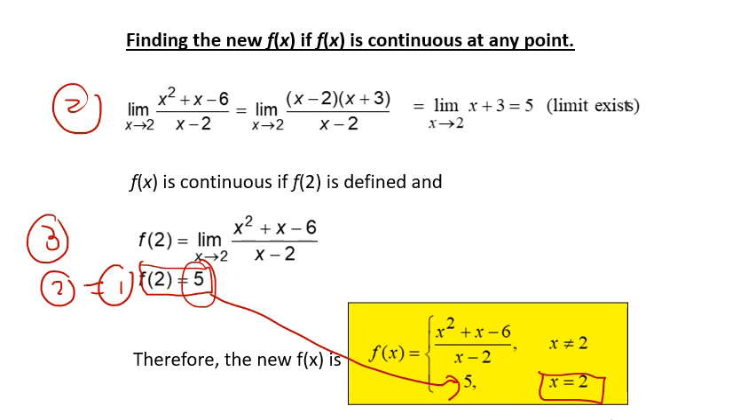The value 5 we put at the point where the function is discontinuous, that is x equals 2. Other than that, we can use this function except at x equals 2. So in order to make it continuous, we put the value 5 for x equals 2. Therefore, in this situation, we can make the function continuous at any point. I hope you can understand this function. This is a very good example of how to make a function continuous.